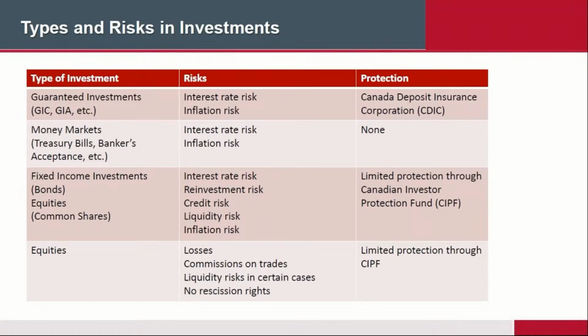If the firm that you got your money invested with goes belly up, you have the CIPF, and that is up to $1 million worth of protection. And the last one, which is the highest risk, of course, is the equity market. In other words, the stock market, basically. So here, the risk, of course, is you can lose everything. Okay, you can lose everything. And believe me, there have been many people that have lost everything, essentially, okay?